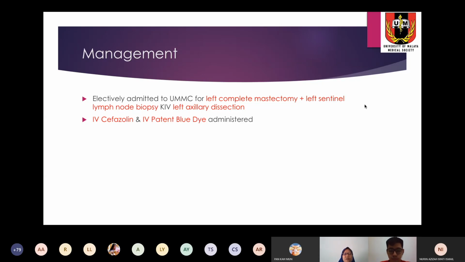So what is modified radical mastectomy? They just spare the pectoralis major and pectoralis minor. Initially, the pectoral muscles all came out together, but now the breast tissue with the fascia is removed and the pectoralis major and minor are spared. That's why we call it modified radical mastectomy, MRM.